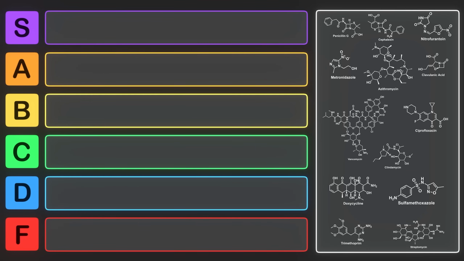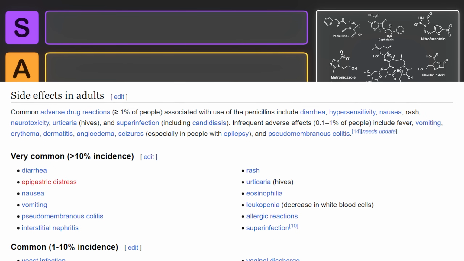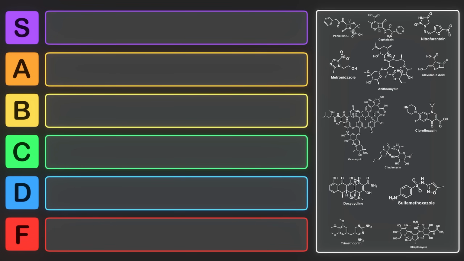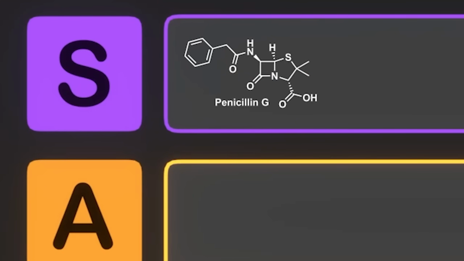While side effects of penicillin are uncommon, by virtue of being one of the first prominent antibiotics, said side effects are well known and well documented. So these were one of the first antibiotics, and they're quite effective. So for that reason, I'm going to put them into S tier, because they've saved a lot of lives.